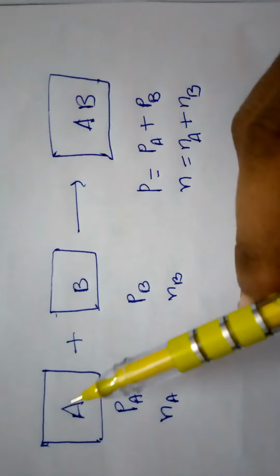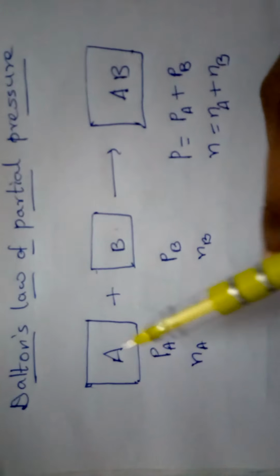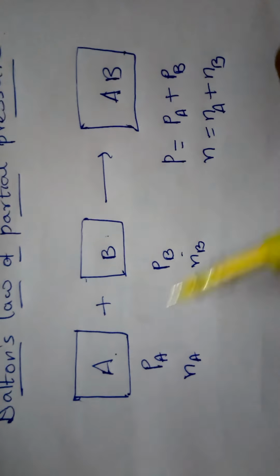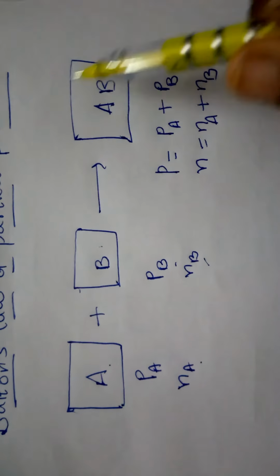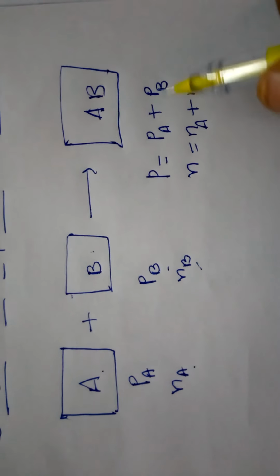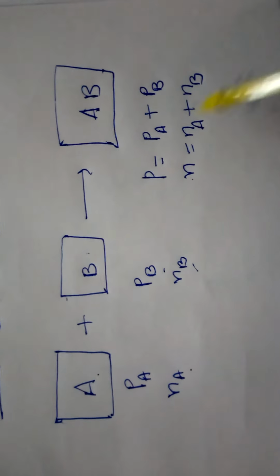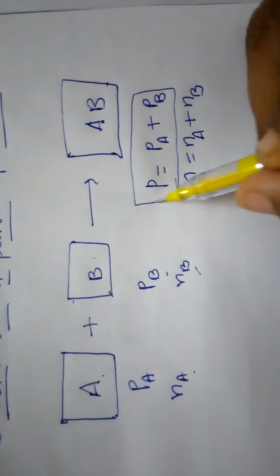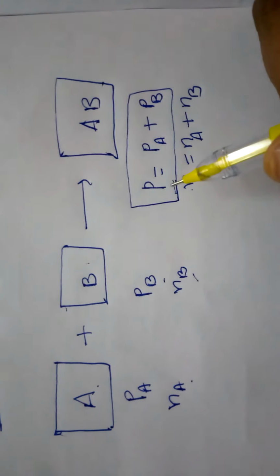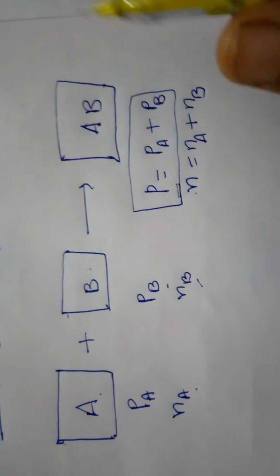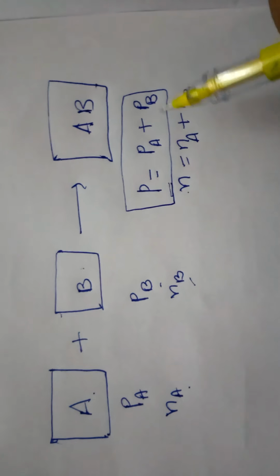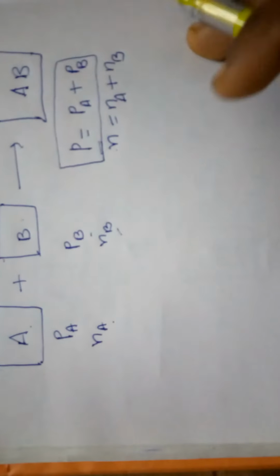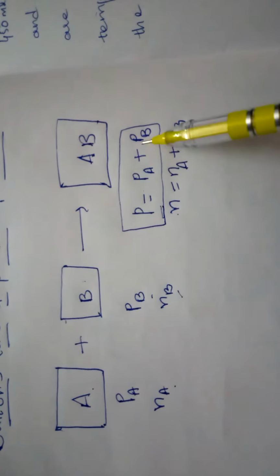So we have taken two gases A and B. Let the pressure exerted by A be PA, by B be PB, the number of moles of A be Na, and of B be Nb. When they are kept in one container, the total pressure is PA plus PB, and the number of moles is Na plus Nb. This is nothing but Dalton's law of partial pressure. The total pressure exerted by chemically unreactive gases is equal to the sum of their individual pressures. Is it clear? Okay, coming to the proof.